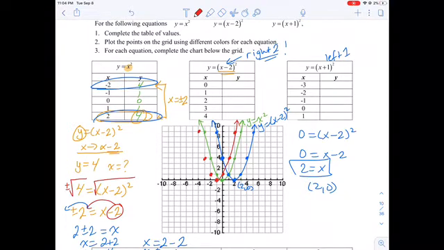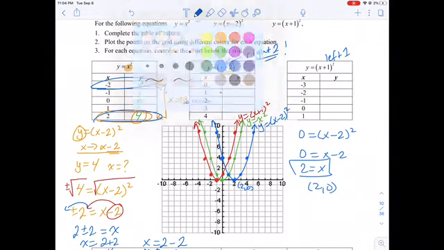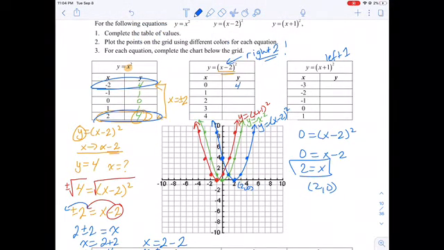Now note all of these are the same shape. We have just shifted the graph left or right, 2 to the right or 1 to the left. If we were to look at the coordinates for the blue graph that we moved to the right 2, this becomes 4, this is 1, 0, 1, and 4. So all of our y coordinates have stayed the same. It's the x coordinates that have changed.